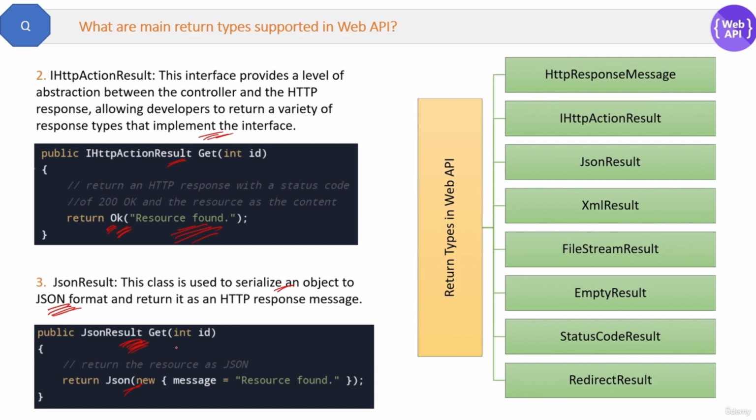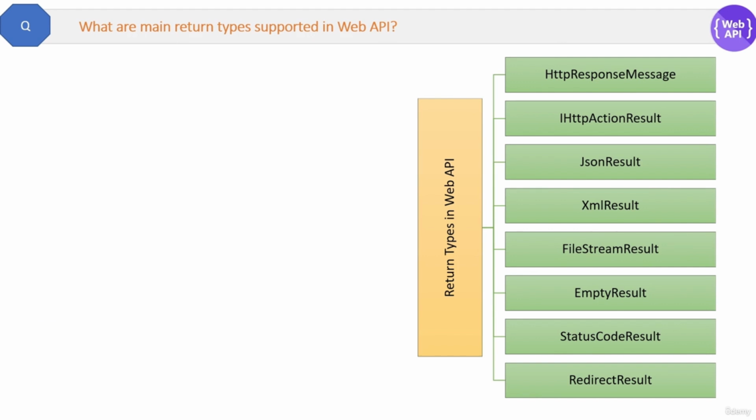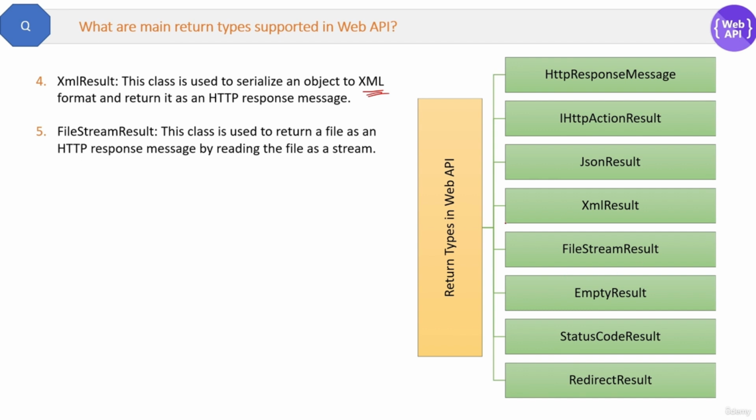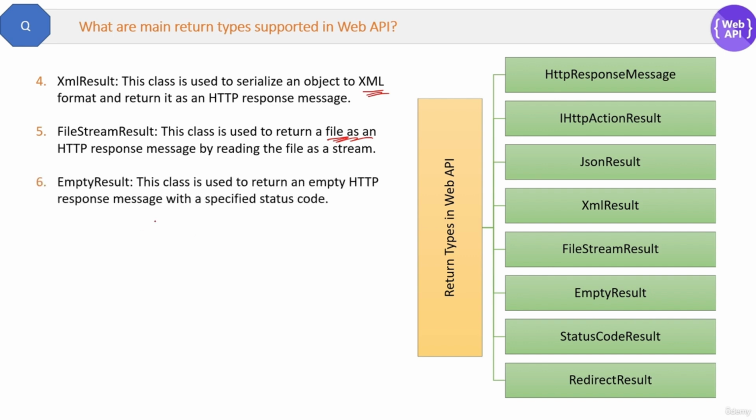Now apart from this, we have more return types which are good to know, but I will not read them all out. Okay, let me read them all. Another one is XmlResult. This class is used to serialize an object to XML format and return it as an HTTP response message. Then FileStreamResult. This class is used to return a file as an HTTP response message. Then EmptyResult, used to respond with an empty HTTP response message with a specified status code. That means when you do not want to return any response, then this result can be used.